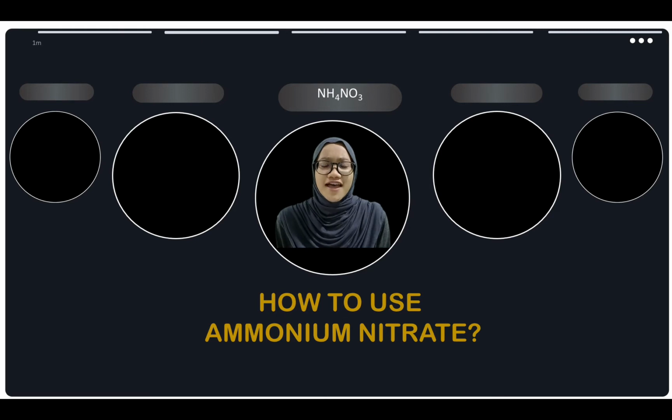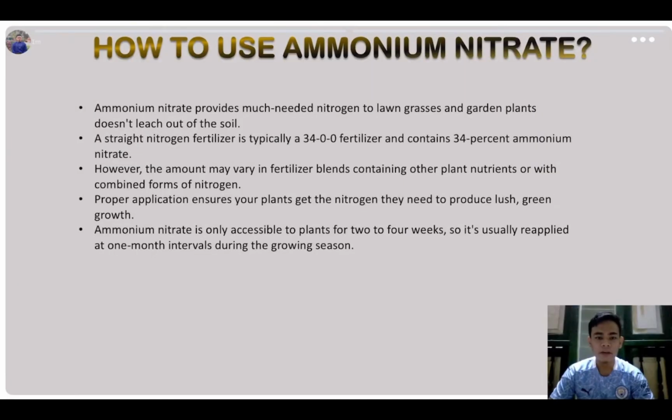How to use ammonium nitrate? Ammonium nitrate provides much needed nitrogen to lawn grass and garden plants. It does not leach out of the soil. A straight nitrogen fertilizer is typically 34-0-0 fertilizer and contains 34% ammonium nitrate.